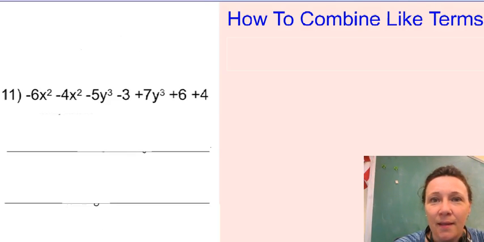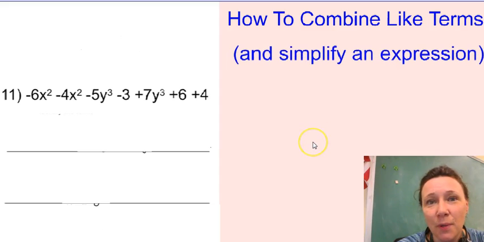Hi, this video is about combining like terms. This is a very important skill because once we learn how to do it, we will be able to simplify expressions and solve pretty complicated equations. We will begin with simplifying an expression you can see on the left.